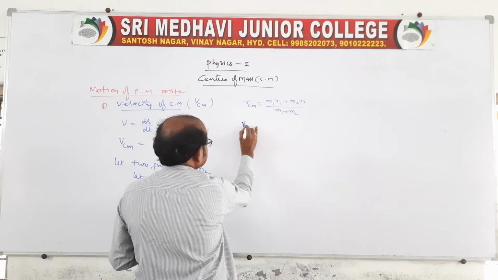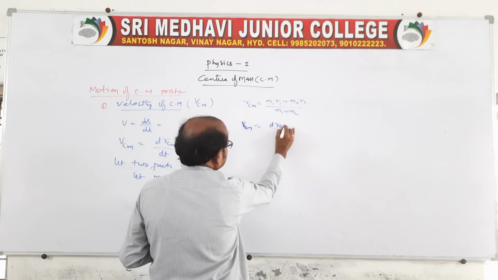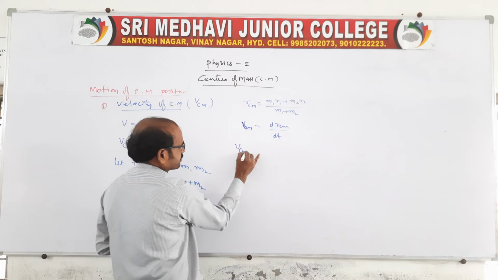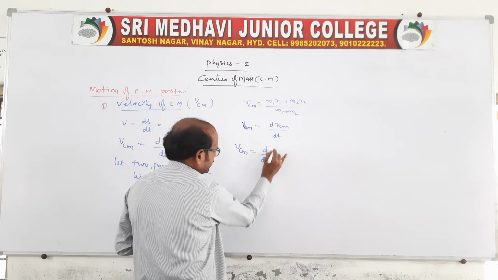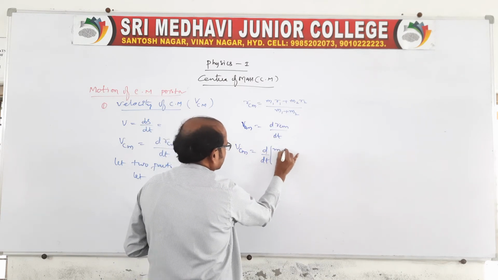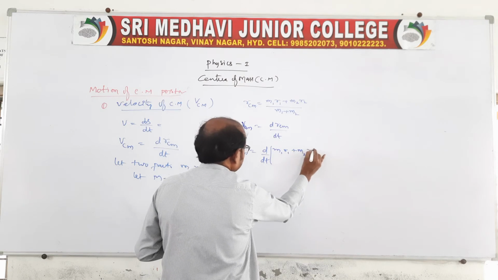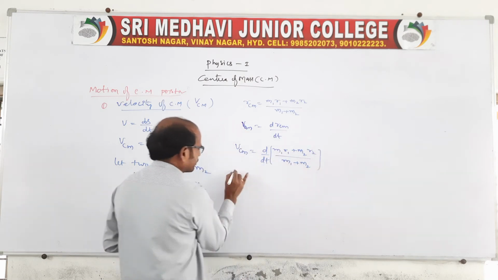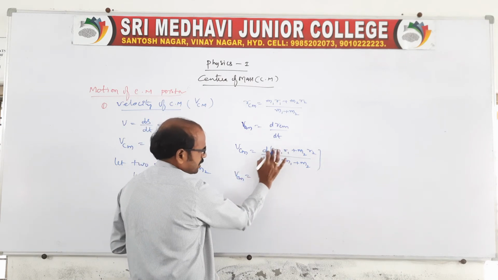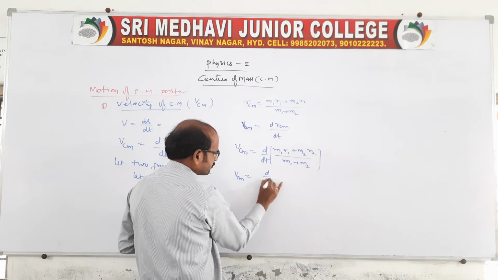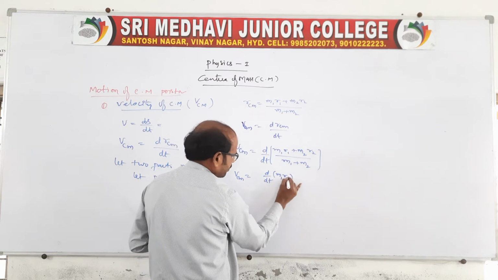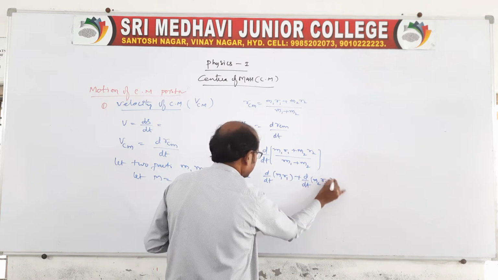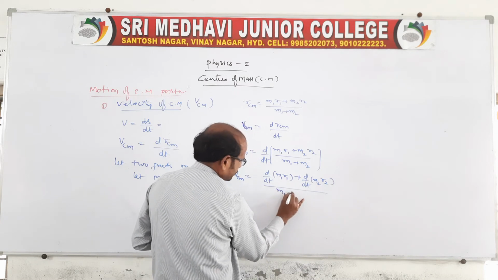So VCM is equal to dRCM by dt. Here you write RCM with the given value, d by dt of (m1 r1 plus m2 r2) by (m1 plus m2). Now you multiply this out, taking d by dt of m1 r1 plus d by dt of m2 r2, divided by m1 plus m2.